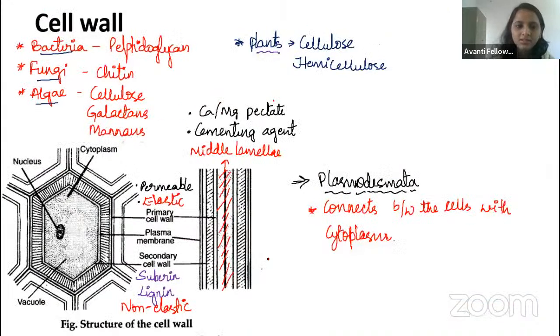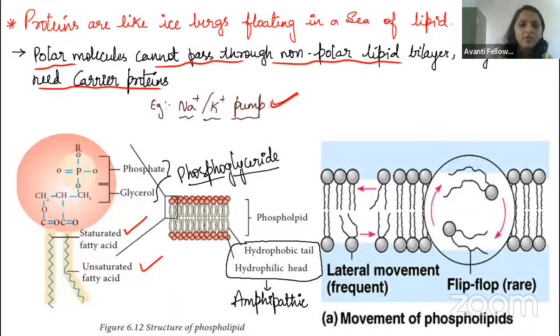Okay, fine. Students, did you understand this plasma membrane? Tell me in the chat box if you understood this. Padak, I have sent you the ID in the chat box.